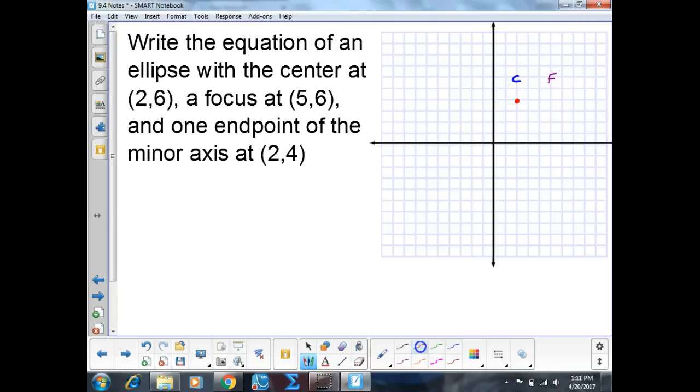You know both? Okay, do you know one of them? Which one do you know? The one underneath the y squared is what? It's 4. Okay.